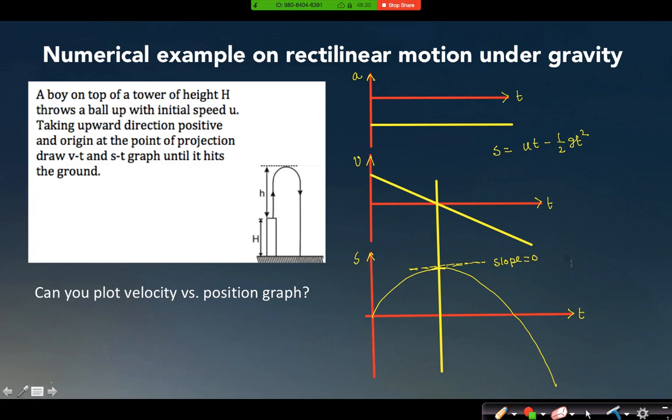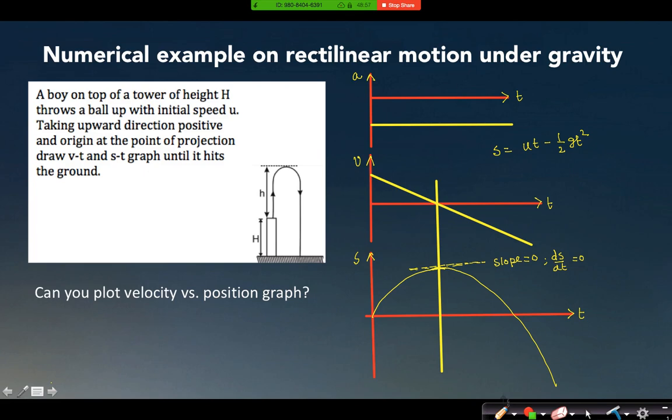What is the slope of the tangent? It is nothing but ds by dt. ds by dt means velocity, right? So whenever velocity is 0, the ST graph must have a maxima or minima. So I hope that you have plotted these three functions clearly. There should not be any doubt. We have plotted this type of question several times earlier also.